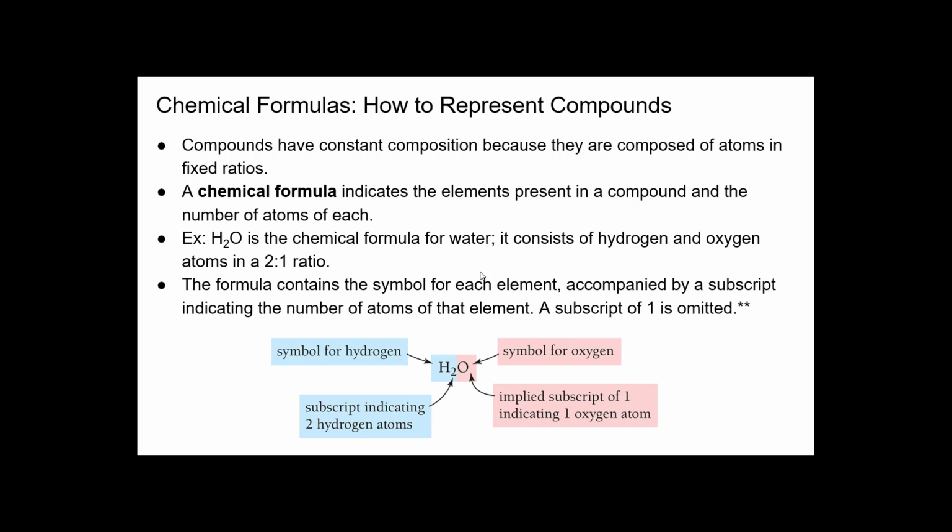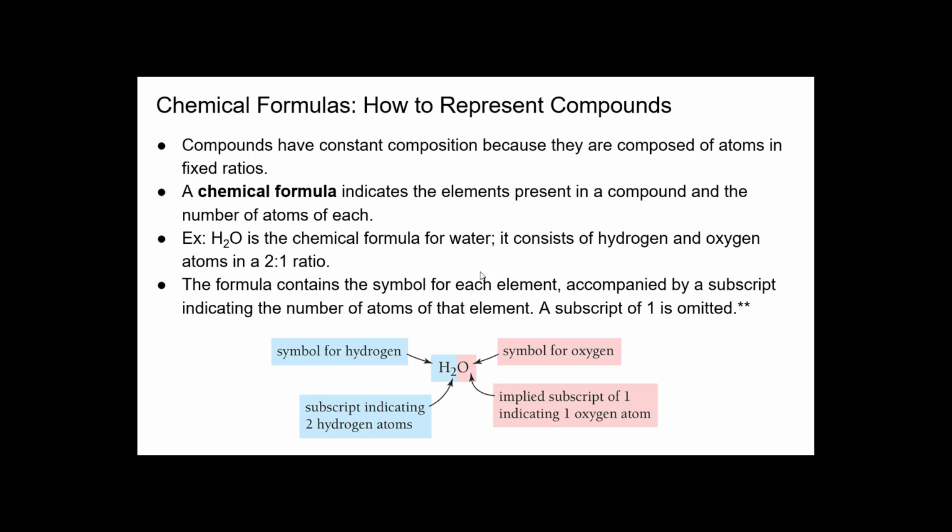So compounds have constant composition. We've already covered that. So when you see a chemical formula, that is its fixed composition. That is what that compound is made of. It doesn't tell you how much you have, but that's what exists there. So a chemical formula indicates the elements present in a compound. So think of this as a last name more than a first name, because that last name is associated with you. Doesn't say what you look like, doesn't say anything more than that it's related to you.